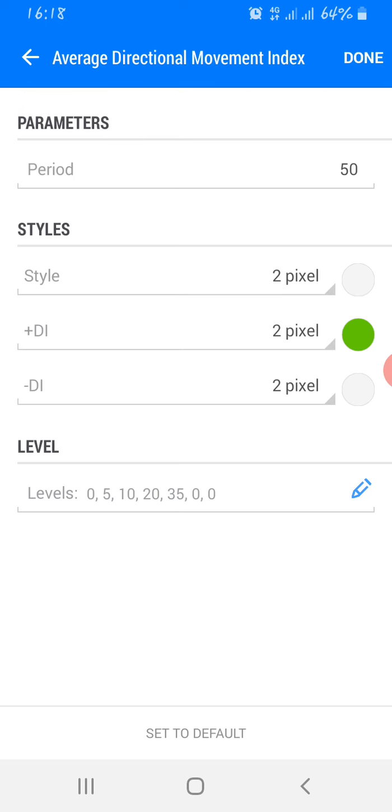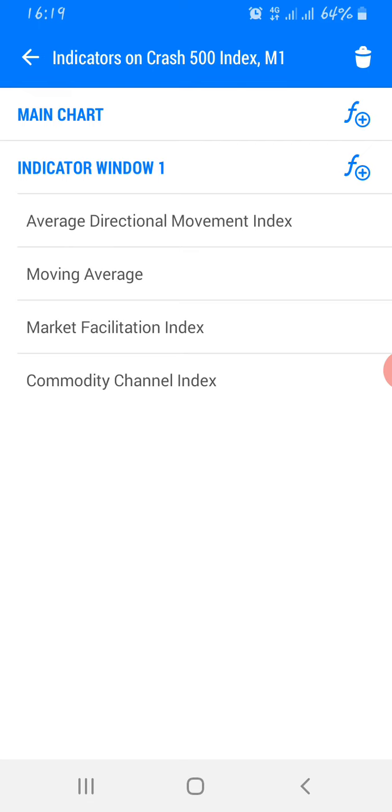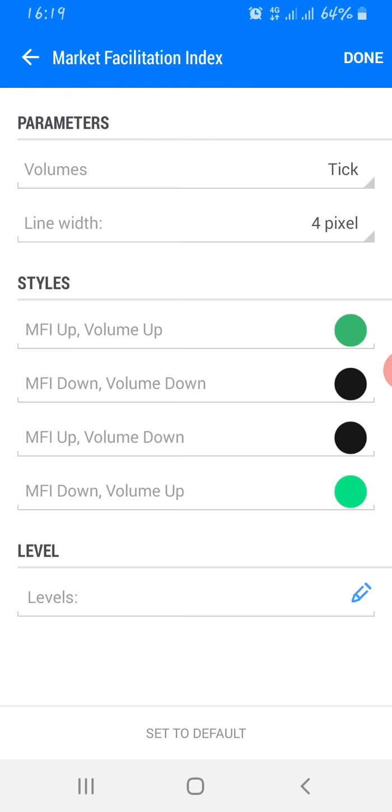The first indicator is the average directional movement. These are the parameters, just as you can see on my screen. The period is 50, the style is 2 pixel, DI plus is 2 pixel for the green, then DI minus is 2 pixel. It's only the positive DI that you should put color on, while the rest should be the color of your screen. Then the levels are 0, 5, 10, 20, 35, 0 and 0. Then the next indicator is the moving average. Period 10, method simple, apply to close, 4 pixel. I believe you guys can set this indicator, then you click done. If you can't, you can go to the previous video on crash and boom, where the indicators were set in a more explained way.